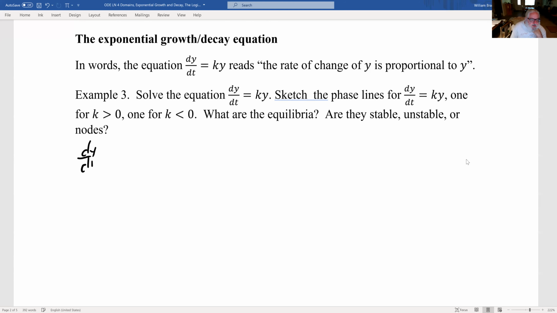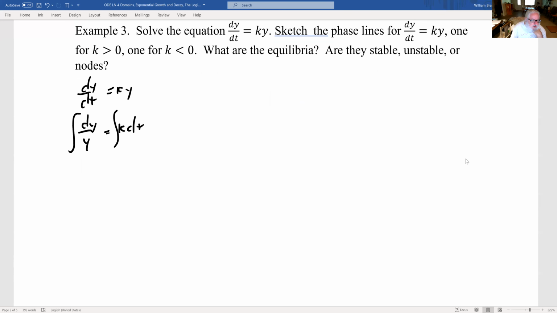dy/dt equals ky. You separate the variables: dy over y equals k dt. You integrate both sides, and then you get log of y equals kt plus some constant. So there's two cases here.